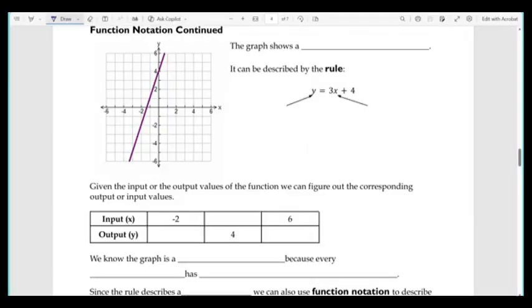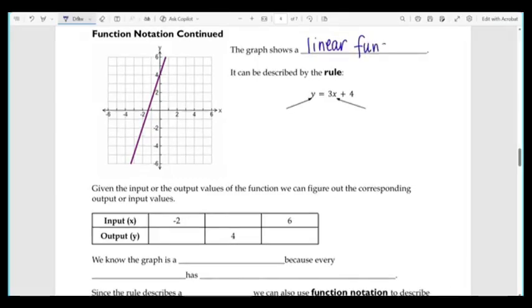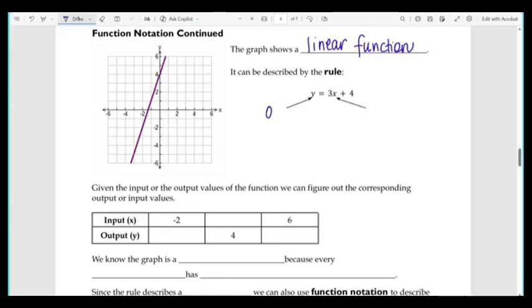Function notation. This graph shows a linear function. It can be described by the rule y equals 3x plus 4. Now our y has two other names. We also call this the output, and we also have this fun notation we call function notation, which we'll talk about here in a moment. The x we also call the input.